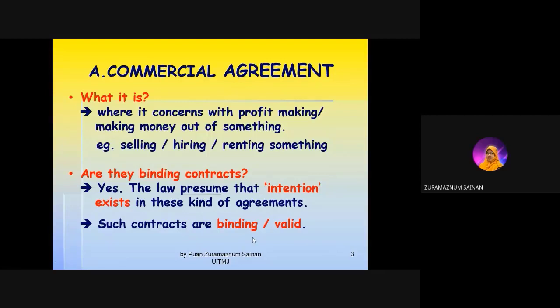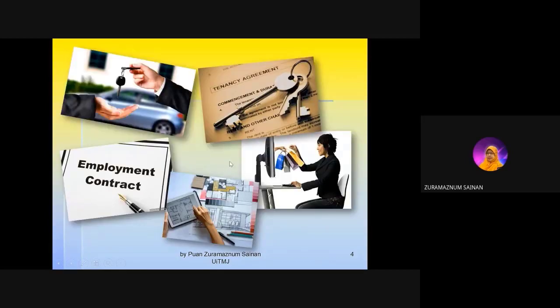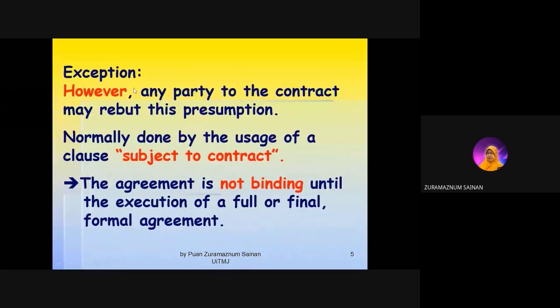No, madam. Okay. So, these are the examples of the commercial agreement. So, exception unless in the agreement dia ada use certain clause. Dia sendiri nak rebut this presumption. Rebut ni maknanya tolak andaian tu, the party tu dia nak rebut the presumption, nak elak daripada being bound to the contract due to that agreement is a kind of commercial agreement, so we presume there is intention. So nak elak tu, rebut the presumption, they would use certain clause in their agreement.